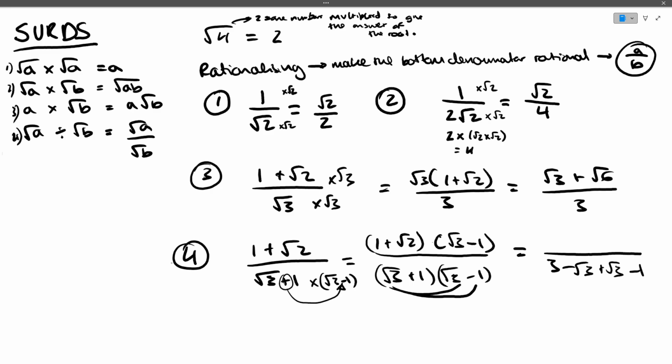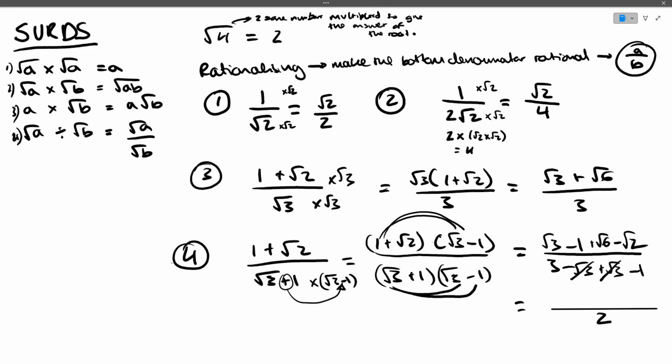And then here, we do 1 times root 3, which is root 3. 1 times minus 1, which is minus 1. Root 2 times by root 3, which is plus root 6. Root 2 times by minus 1, which is minus root 2. Now, if we simplify that, we know these two are going to cancel out. This always happens. These two surds will always cancel out. You need to make sure that happens. And then we'll get 3 minus 1, which is 2.